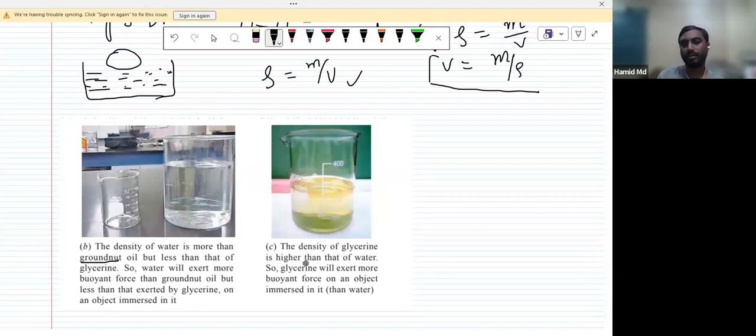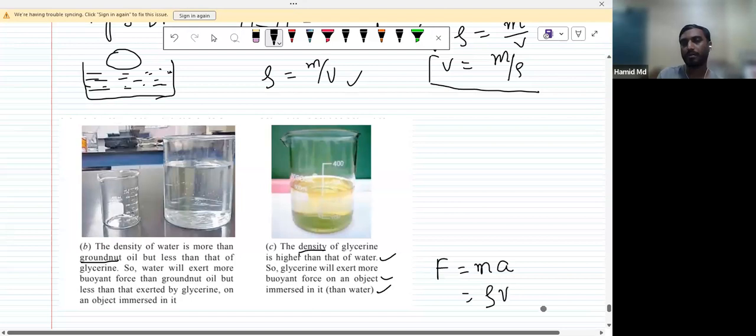The density of glycerine is higher than that of water. So glycerine will exert more buoyant force on an object immersed in it than water. Since density is more, the buoyant force will be more. Force is proportional to mass into acceleration, and mass is rho into V, into acceleration.